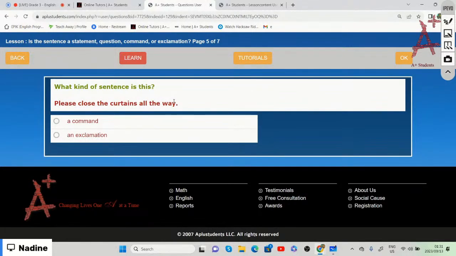Please close the curtains all the way. Is this a command where you're telling someone to do something, or an exclamation where you're showing surprise, or you are showing strong feeling? Remember, we said a command either ends with a period or it ends with an exclamation point, and an exclamation ends with an exclamation point.